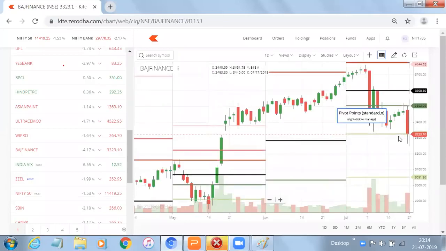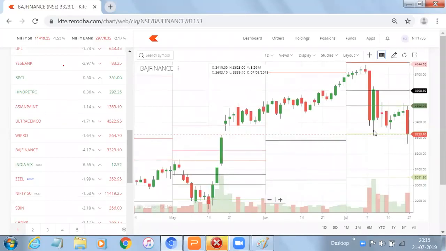Yes, there is a fake paradise, boss. But it has not triggered the buy yet. So it will trigger above 3337 and with the stop loss of 3263. If it is triggering tomorrow, then only.